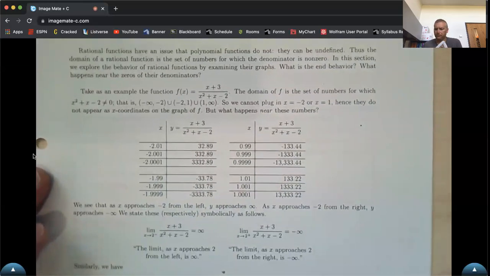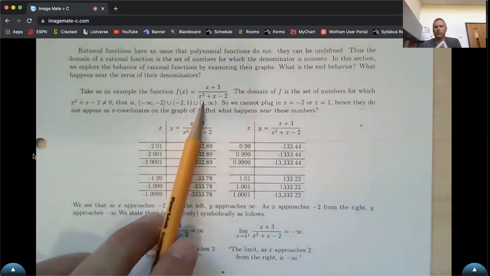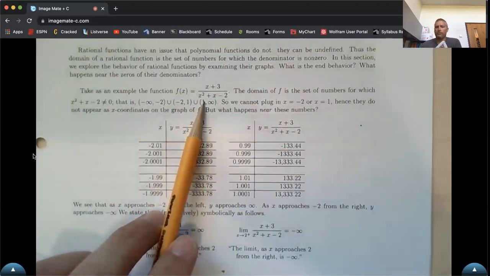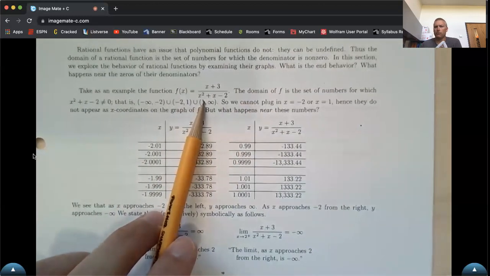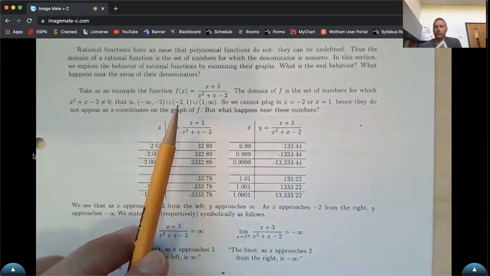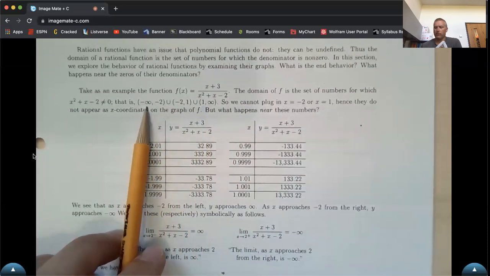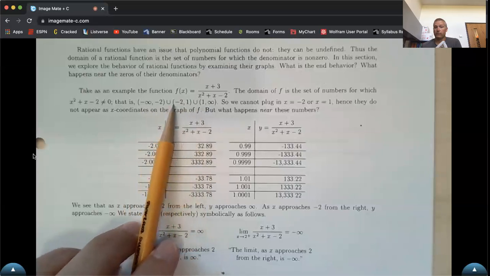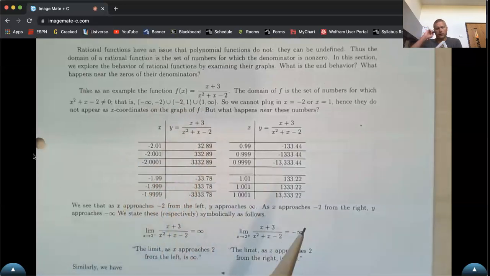So as an example, say we had the function x plus 3 over x squared plus x minus 2. There are two numbers that would make x squared plus x minus 2 equal to 0: if we plugged in -2 or if we plugged in 1. So the domain of this function would be everything except those two numbers, -2 and 1. But we can get really close to -2 and 1 and not have any problems. So what happens as we get closer and closer to those bad numbers?